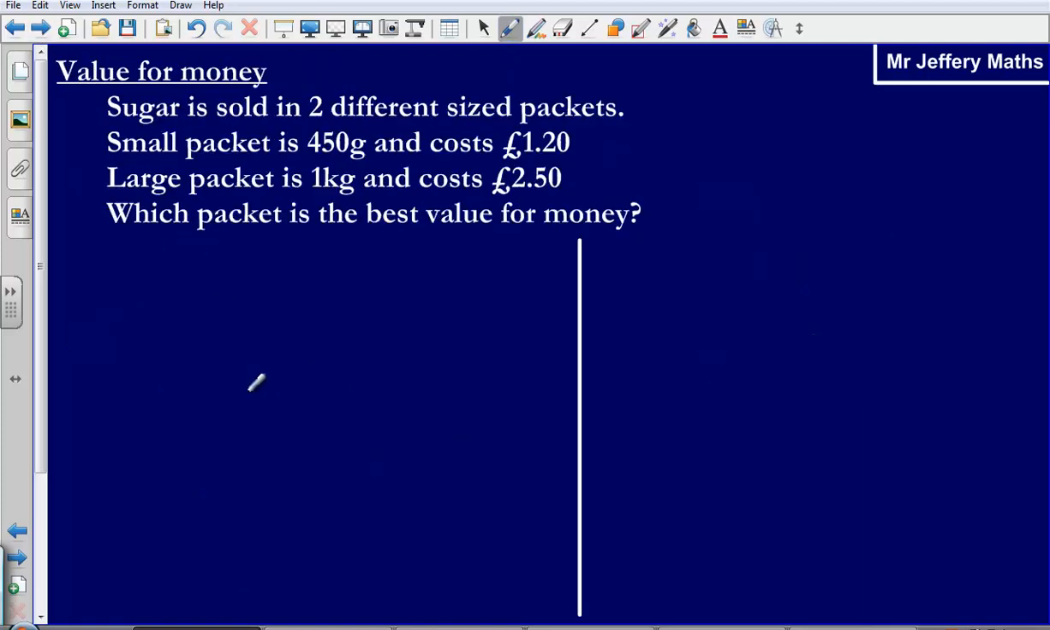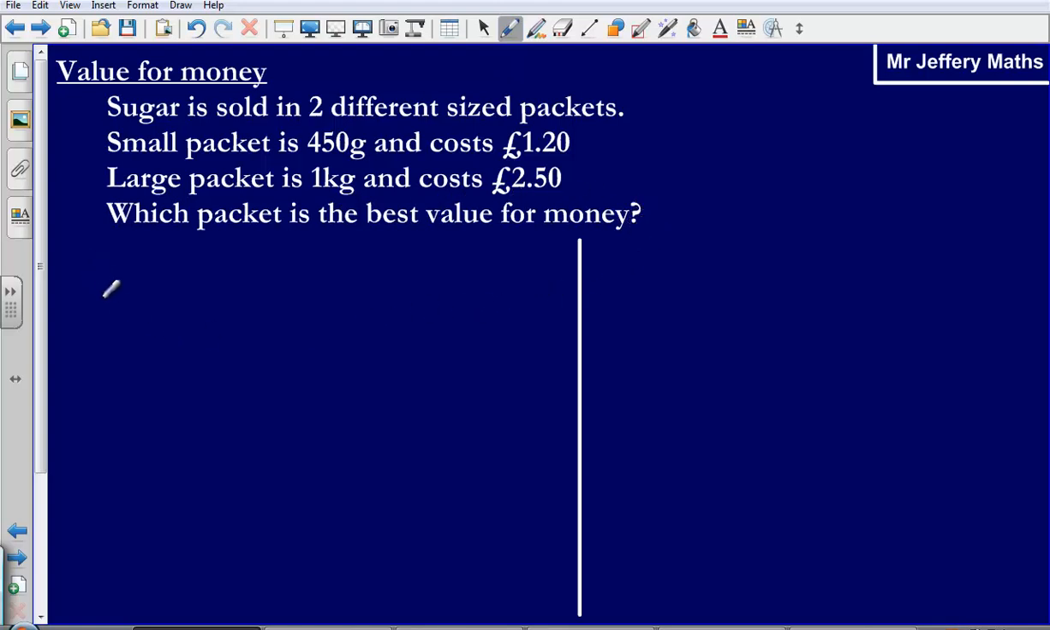Okay, next topic, value for money. Sugar is sold in 2 different sized packets. Small packet is 450 grams and costs £1.20. A large packet is 1 kilogram and costs £2.50. Which packet is the best value for money?